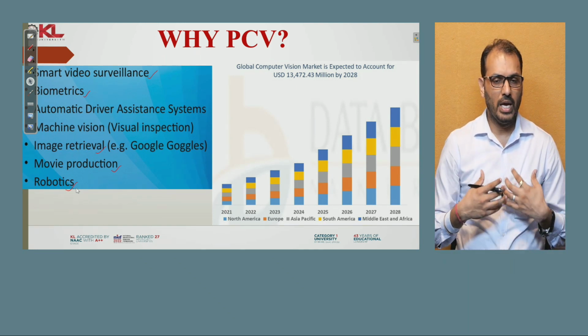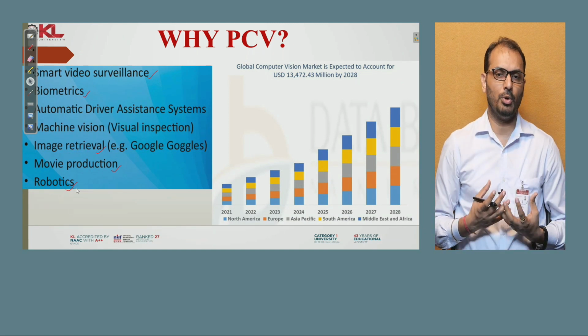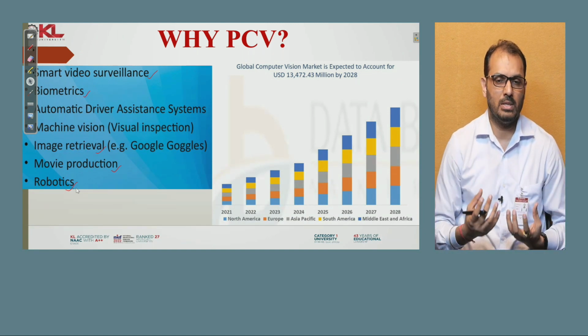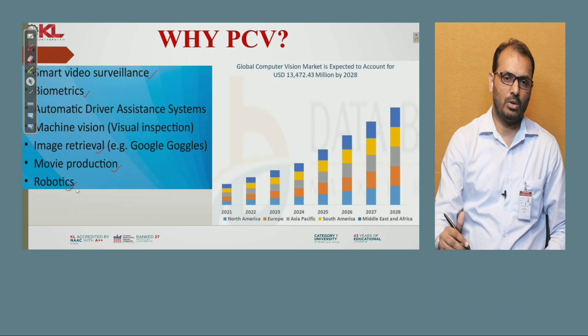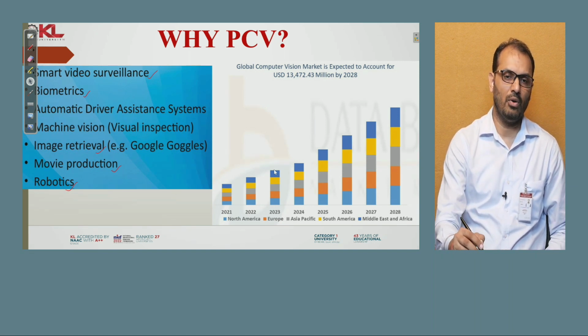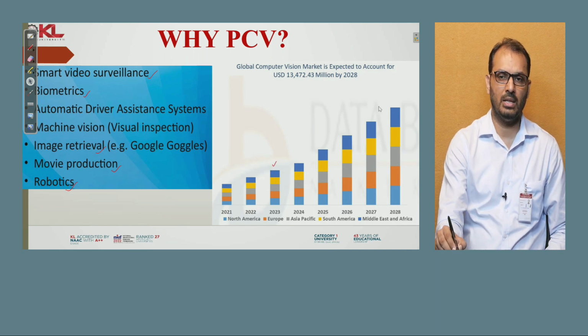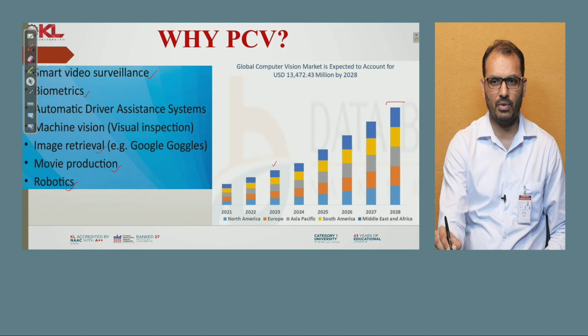But what attracts me more to computer vision, and why I'm so interested in it, is this bar graph. If you look here, 2023 is going to wrap up, and a couple of years after 2021, what is the market we have for this particular area?